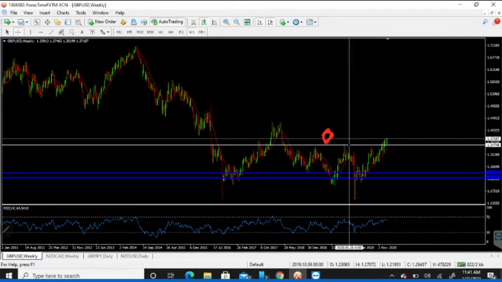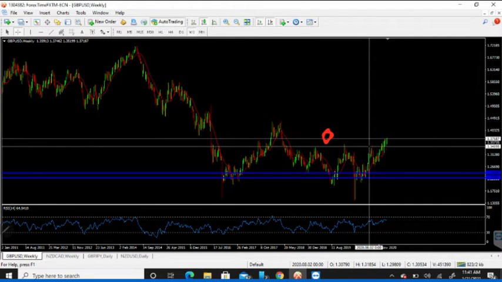Okay, so now on this pair, if you followed this pair, you should be up already 276 pips, and that's a lot, right? So that's why I love direction.